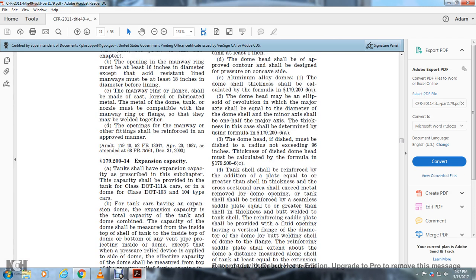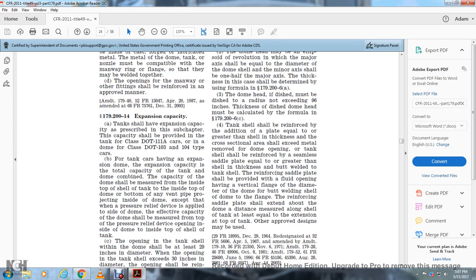The dome head may be ellipsoidal, in which the major axis shall be equal to the diameter of the dome, and the minor axis shall be 1/2 of the major axis. The thickness of the head shall be determined by using the formula 179.206A. The dome must be dished to a radius not exceeding 96 inches. Thickness of the dome head must be calculated with the formula in 179.206C.